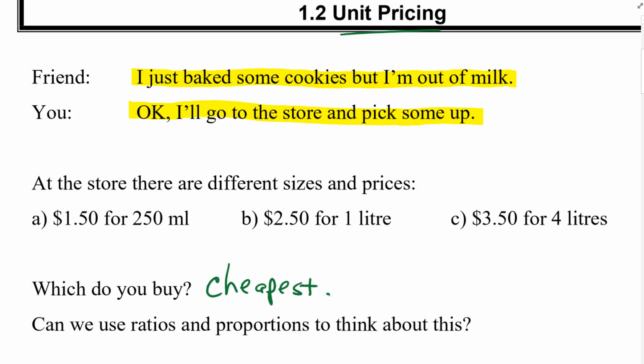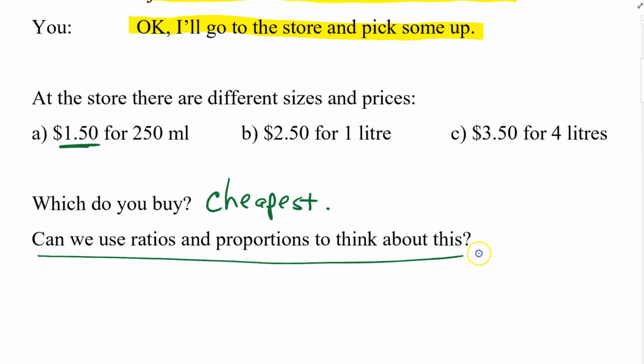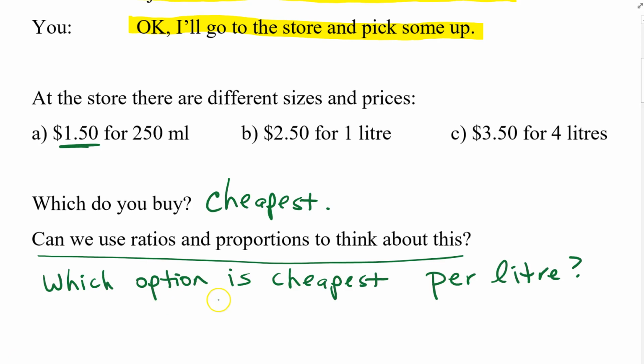Now what does that mean, cheapest? In a way, option A is cheapest because it's only $1.50. But in another way, if you take a look at the cost per liter, then it might not be the cheapest. So here's our question. Can we use ratios and proportions to think about this? Our question is, which option is cheapest per liter?